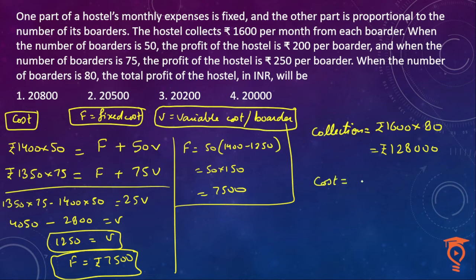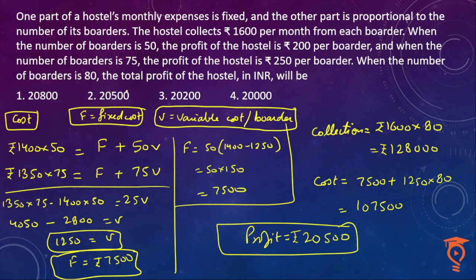Cost would be fixed cost 7,500 plus 1250 into 80 boarders. So this would make 1,07,500. So total profit would be collection, that is sale, minus cost, and that would come out to be 20,500 rupees. So here we go, we get our answer as the second option. That would be all for this question.